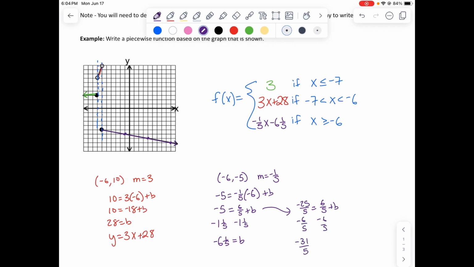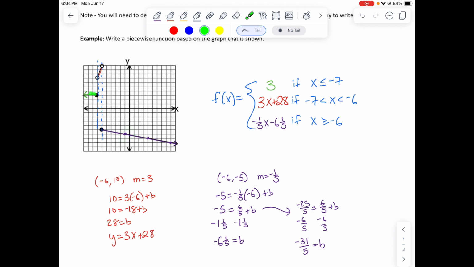Whichever method you're more fluid with is the method you should use. I just always think like, now that I see -31/5, if I'm checking to see if that makes sense, I would still then convert that into a mixed number to make sure that my y-intercept is realistic.